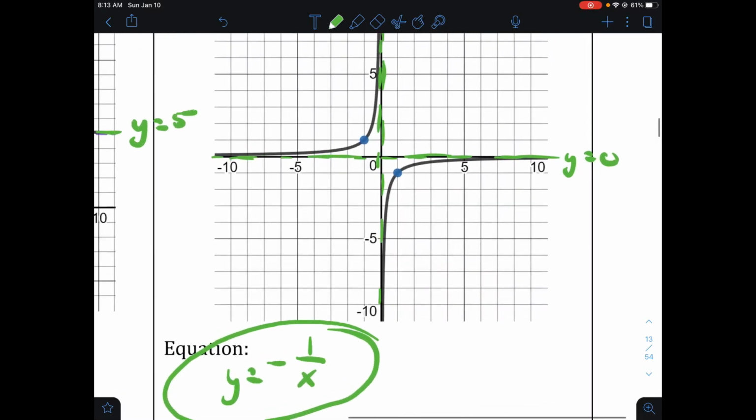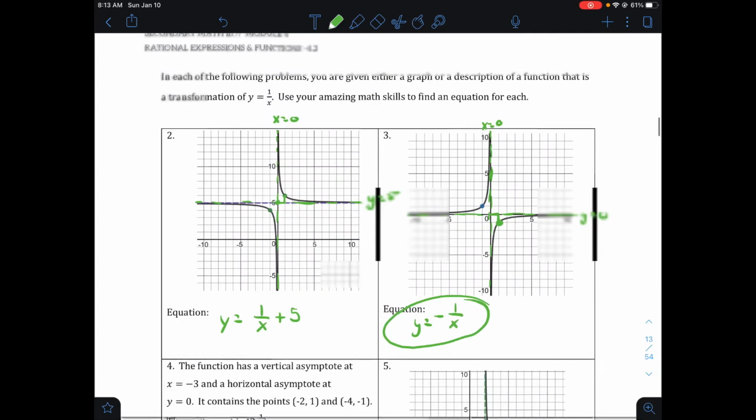And, of course, we need to check for, I forgot to do that. We have to check for a stretch or compression. In this case, again, there is no stretch or compression because we've got 1, 1. Right? Move over 1, down 1.